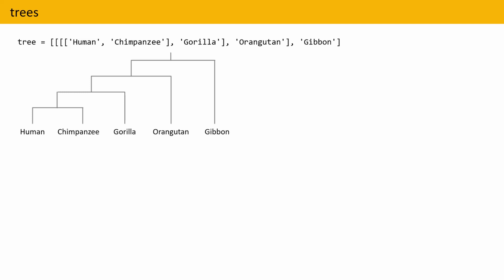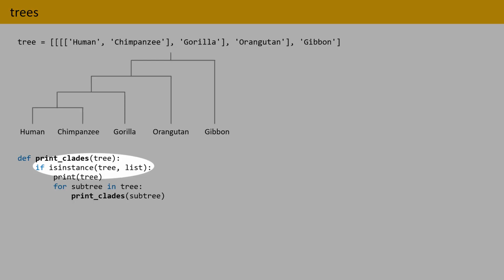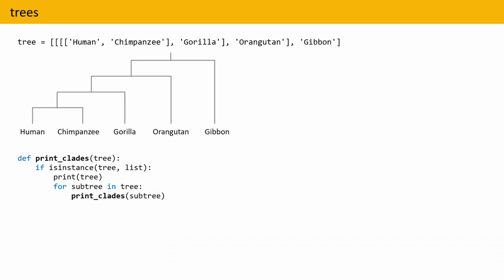Since trees are composed of subtrees and are self-similar, a recursive solution seems appropriate. The function printClades takes a tree and first checks if it is a list. That is our end condition. If that is the case, we print the tree and then iterate over all the subtrees and recursively call printClades again.